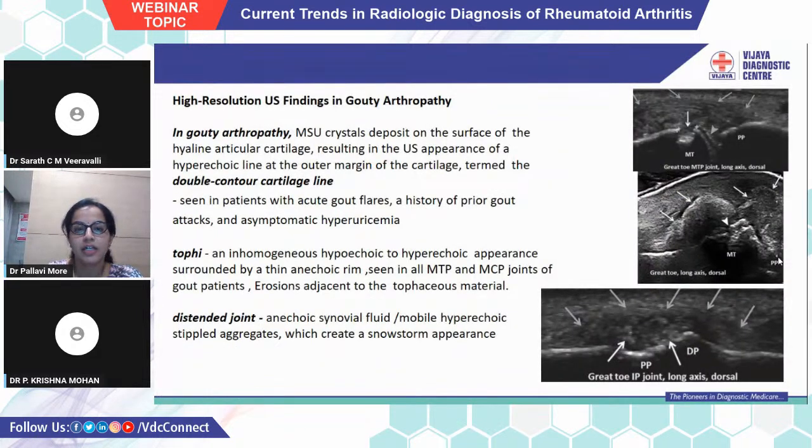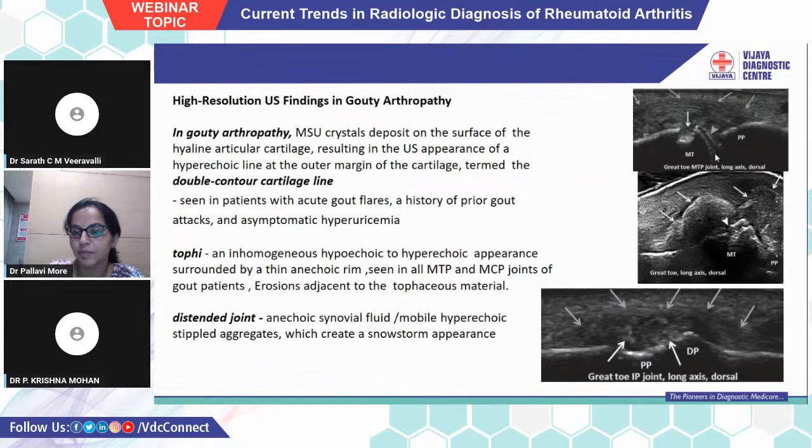While discussing the gouty arthropathy high-resolution ultrasound findings: in gouty arthropathy, the monosodium urate crystals deposit on the surface of the hyaline cartilage, resulting in the appearance of a hyperechoic line at the outer margin of the hyaline cartilage, which is termed the double contour cartilage line. It is seen in patients with acute gout flares or a history of prior gout attack, or in an asymptomatic hyperuricemic patient.